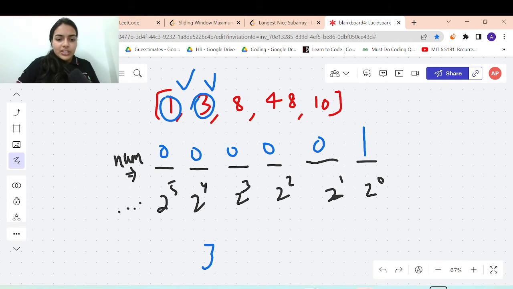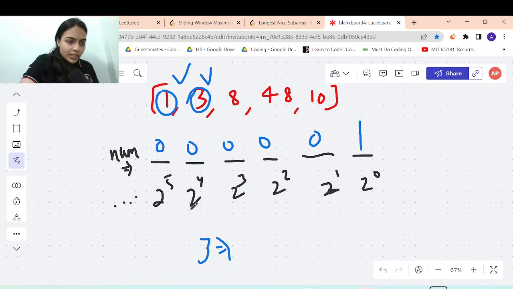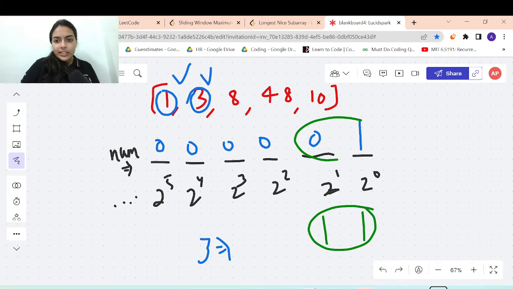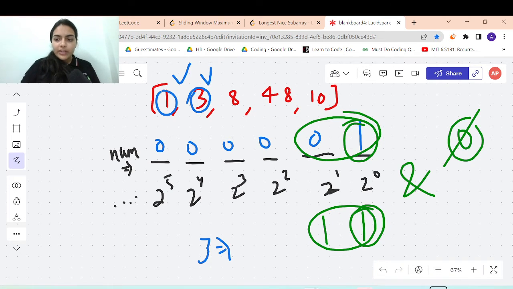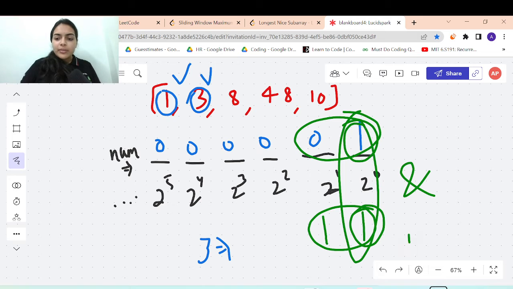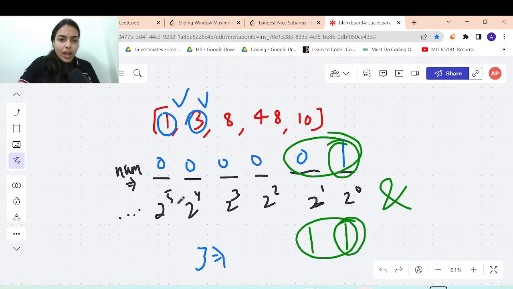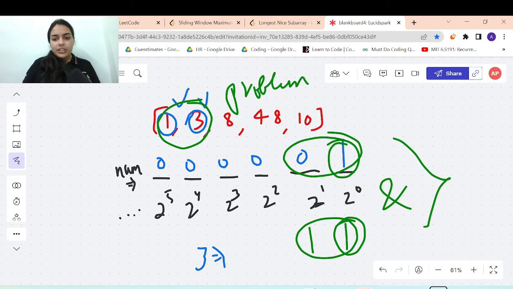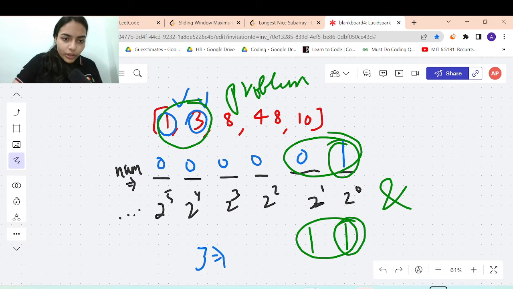What is the binary representation of 3? For 3, the bits which are set are 2 power 1 plus 2 power 0, right? So for 3 these 2 bits will be set. But if these bits are set at the same positions, the AND of this will not be 0, because the AND of this will come 1. So these two have a problem. They don't like each other because their AND is not becoming 0. So if you include 3, you cannot include 1.